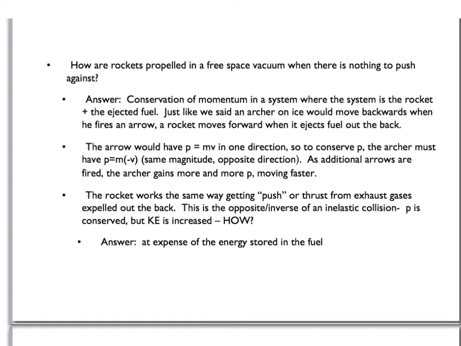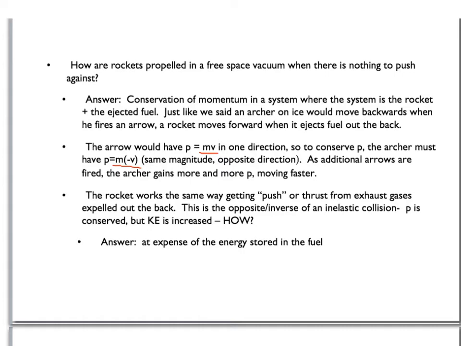When we look at the archer example, the arrow would have some momentum in one direction, its mass times its velocity. So to conserve momentum, where the initial momentum of the system was 0, the archer must have an equal and opposite momentum. The same exact amount of momentum, but in the opposite direction, so that the total momentum is still 0.